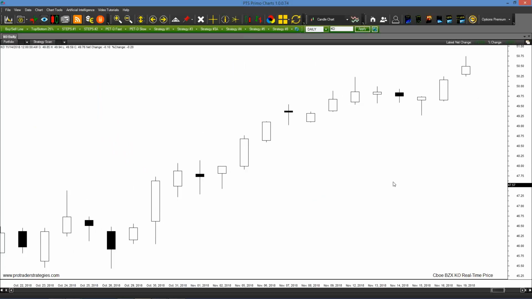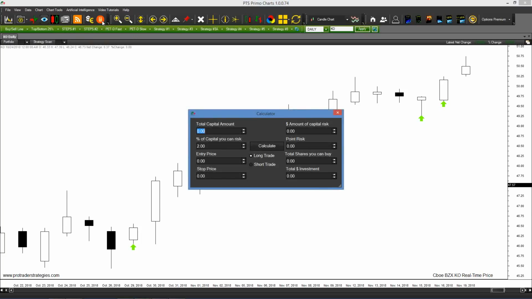But let's say you were interested in KO. And once again, strategy 4, we have some buy signals. We had a nice buy signal down here. We're not going to look at this one right here, but we had a nice one down here. All right, so let's say we wanted to buy this. This is roughly about a $45 stock. Let's take out our trusty RPS calculator once again. And if we're going to buy right here, let's say we would buy at 46.5.